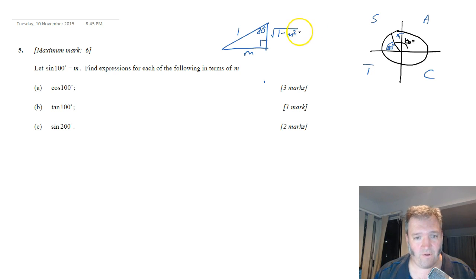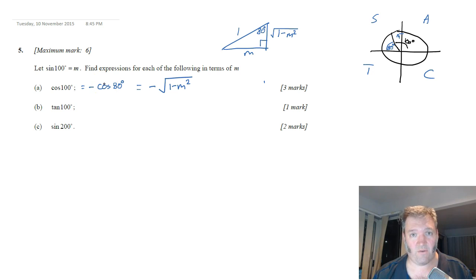So that's okay, we've got the first bit. Now that's the magnitude of each side, but we also need the sign. Where are they positive and where are they negative? Cosine of 100 degrees is going to be the same as negative cosine of 80 degrees. And cosine of 80 degrees, we know, is the square root of 1 minus m squared. So that's where the negative comes from. We should know that it's negative: it's 100 degrees, it's in the second quadrant, it must be negative.